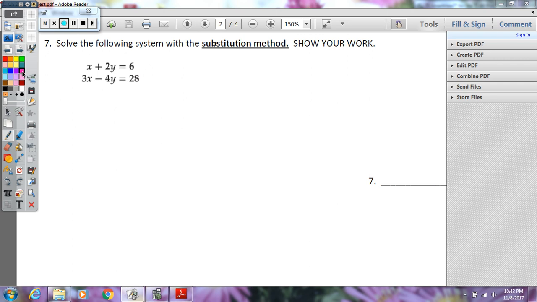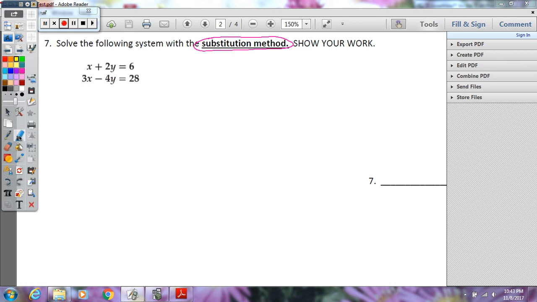Solve the following system with the substitution method. Okay guys, this is number 7. Substitution method, think to yourself, that's where we solve it for a variable and plug it into the other equation. So look at these 4 variables. We've got an x, we got 2y, 3x, and negative 4y.